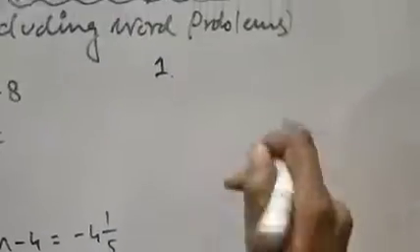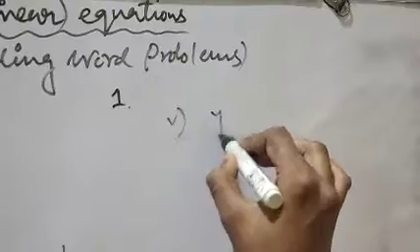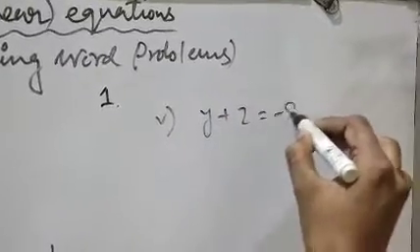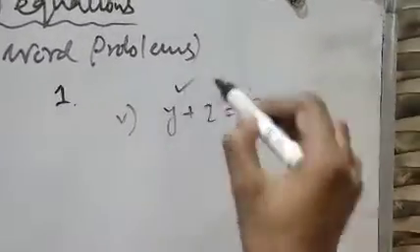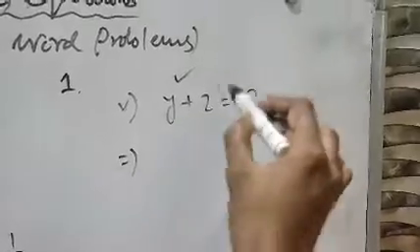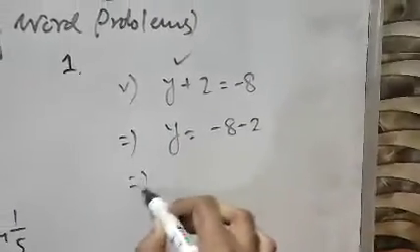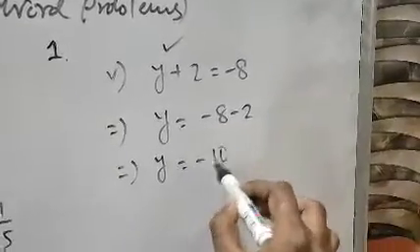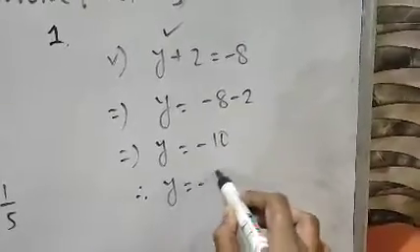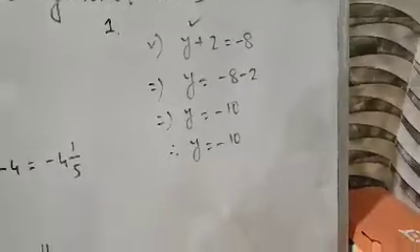Next, question number 5. y plus 2 equals minus 8. Here also the variable used is y. So transfer this constant part. It will be minus 2, minus 10. So the answer is y equal to minus 10.